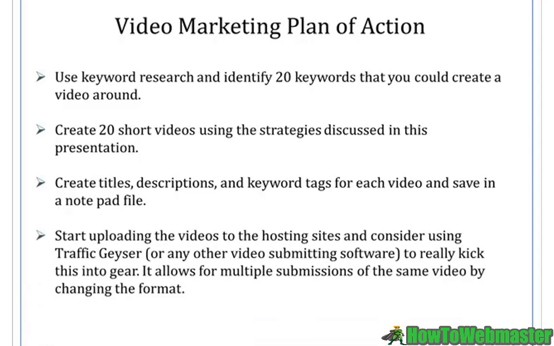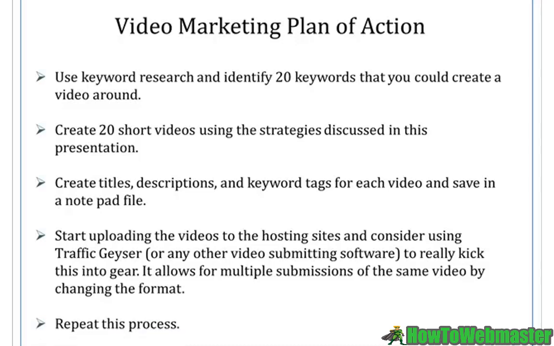Start uploading the videos to the hosting sites and consider using Traffic Geyser. This is a paid hosting. It's got a monthly payment with it. Go check it out, or any other video submitting software out there. Just do a search on Google for video submitting software to really kick this into gear. This allows for multiple submissions of the same video by changing the format. So basically, once you go to each one of these, you'll set up your accounts and your profiles and everything, and then you can use Traffic Geyser or other video submission software to submit to all of these different video places all at once.